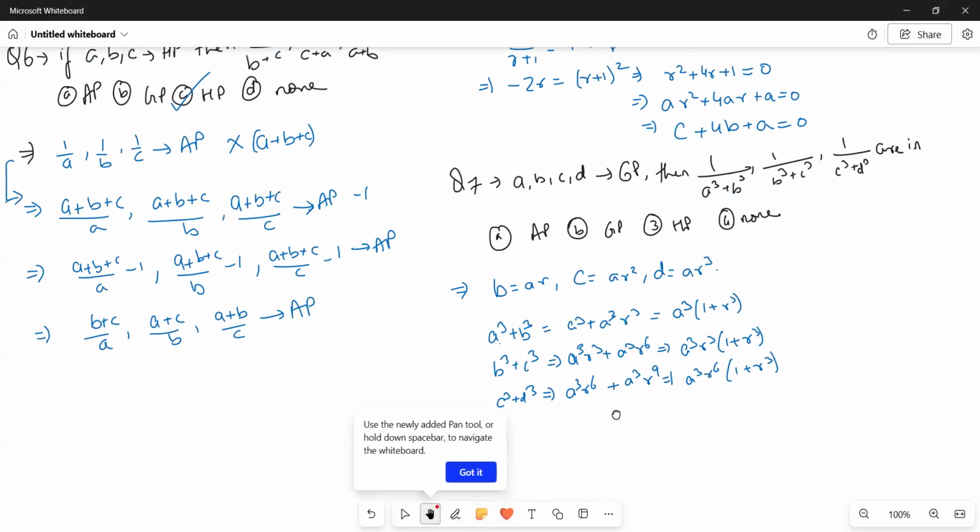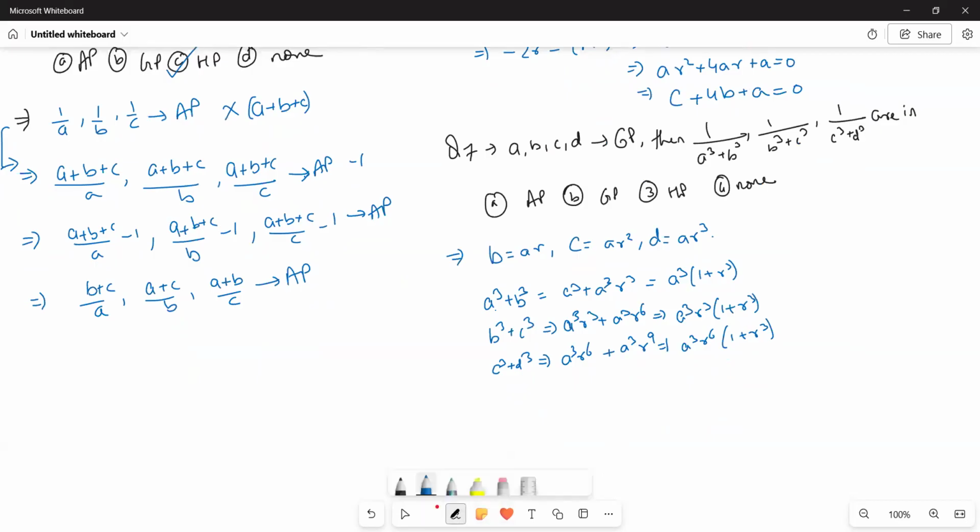Okay. So from this set of values, what can we say about A cube plus B cube, B cube plus C cube, and C cube plus D cube? They are in GP. Look, the ratio of these two and the ratio of these two is the same. The ratio is R cube.